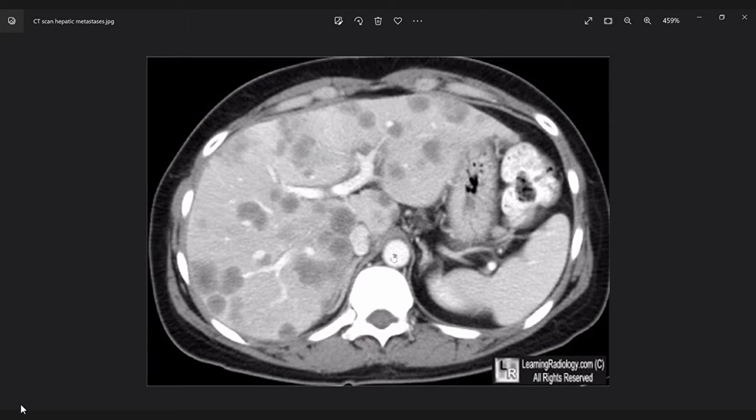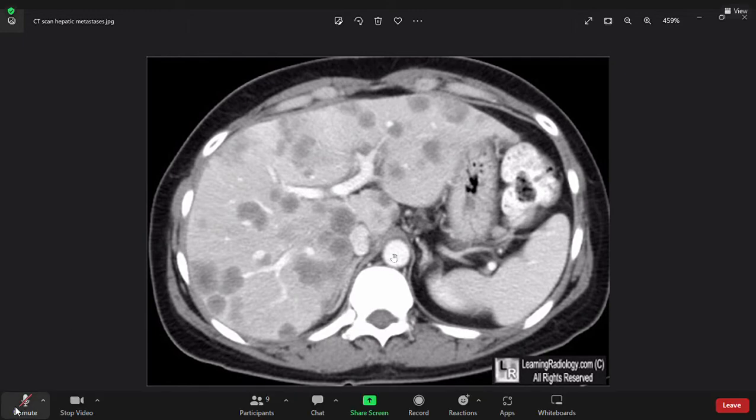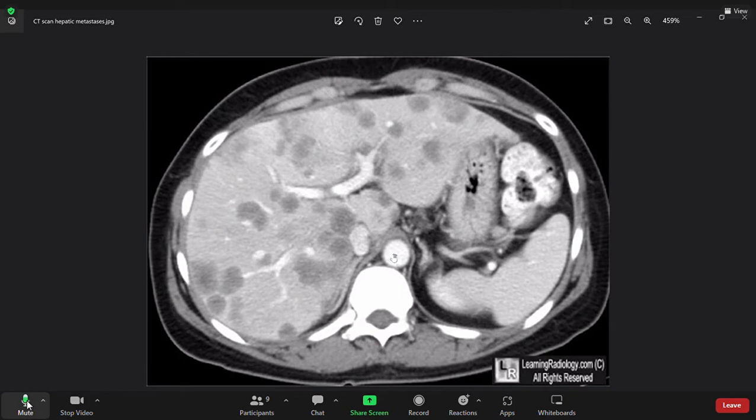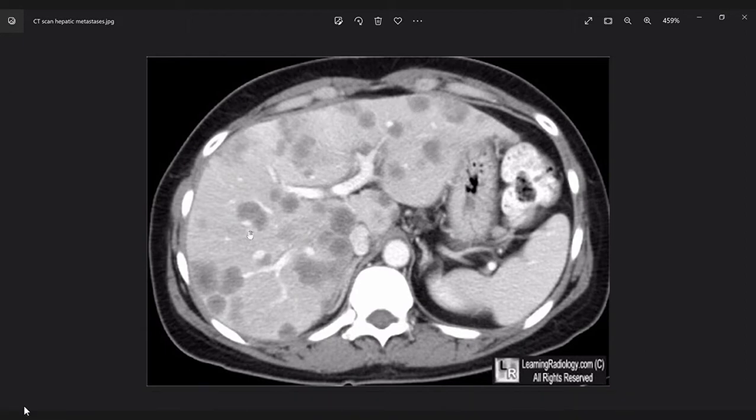So this is a contrast film. So what do we see on this abdominal CT film, upper abdominal contrast film? That's right, metastatic bilobar liver disease, multiple nodules, quite likely metastatic disease. What are the likely sources?